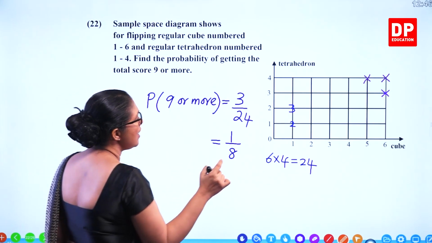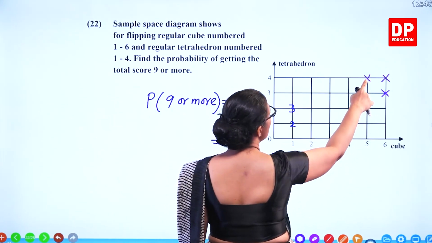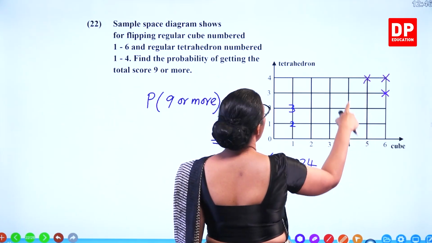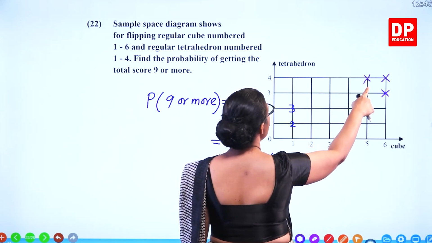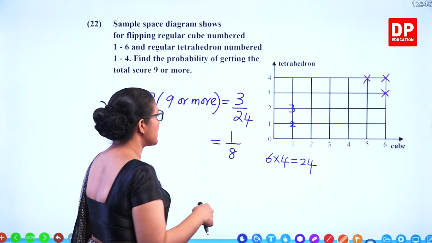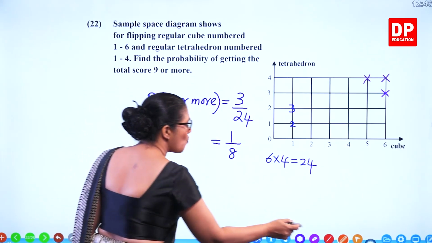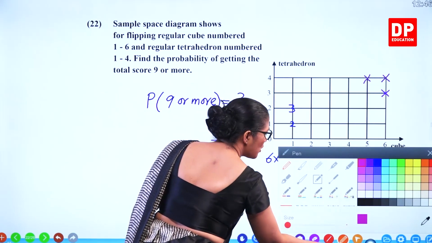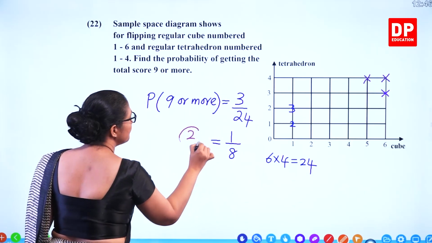So check it again. 5 with 4, 9. And 4 with 4, 8. So maximum here, starting from here. So only 3 possibilities. So the probability is 1 over 8. So you get 2 marks for that.